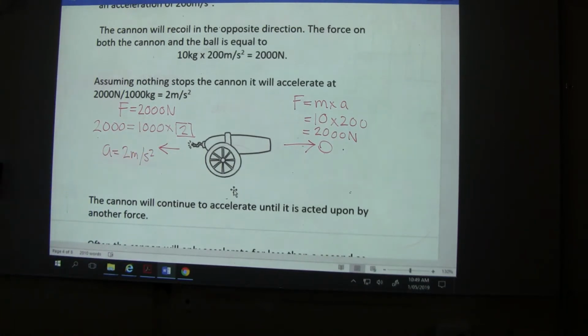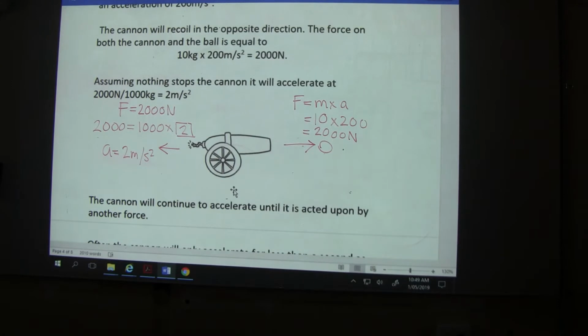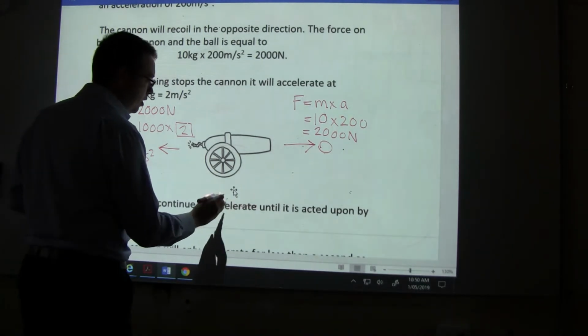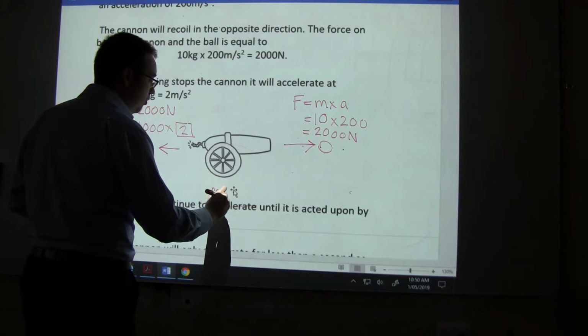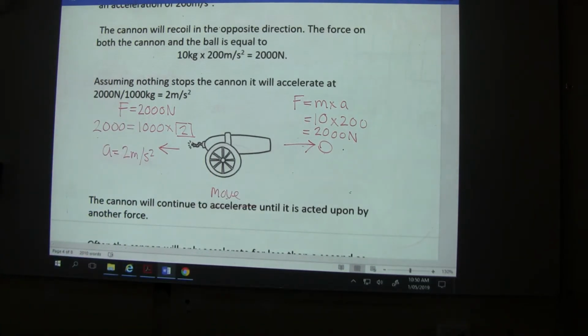Now, I wrote here something that's incorrect. I said that the cannon will continue to accelerate until it's acted upon by another force. It won't continue to accelerate. It'll actually decelerate because of friction and things. It will continue to move. So if you want to cross that out, you can write move. It'll continue to move, not accelerate. Luckily I teach this subject with a physics teacher, and he corrected me. So, it will continue to move until it's acted upon by another force.